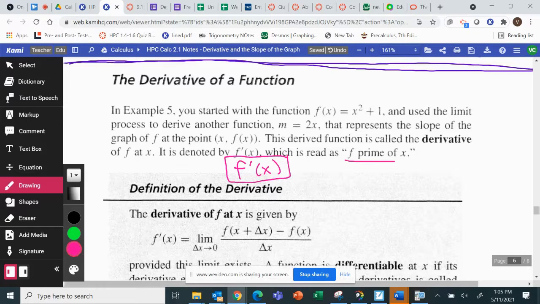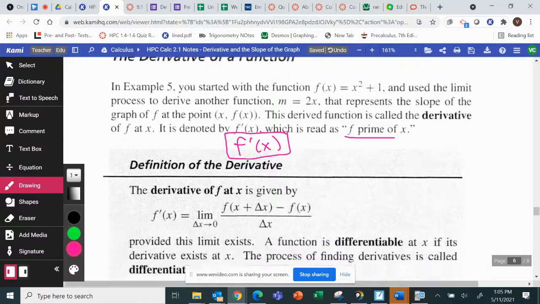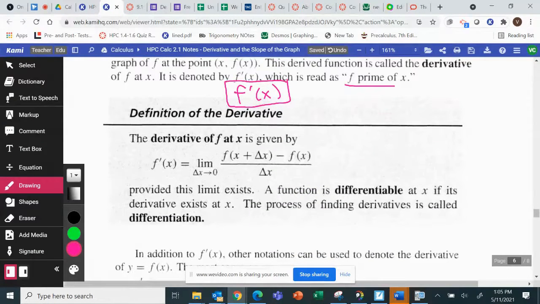Okay? The definition of the derivative, f prime of x, is equal to the limit as delta x approaches 0 of f of x plus delta x, subtract f of x, divided all by delta x. That's what we did last class. So you've already found the derivative before. I just wasn't calling it that. I was calling it the slope of the tangent line to a graph. So this will work if the limit exists. This will be differentiable.